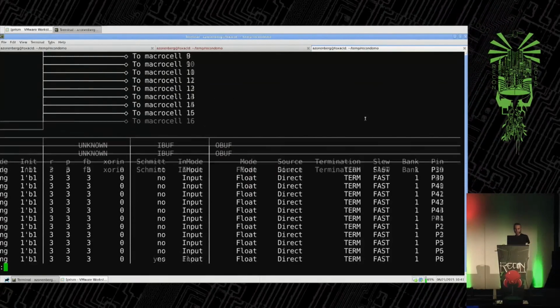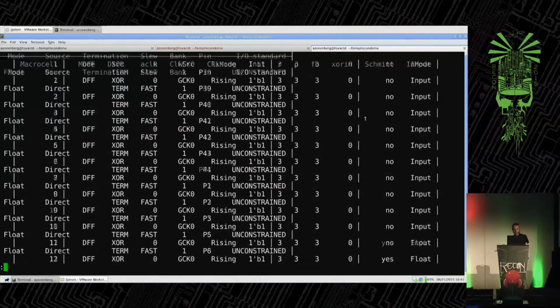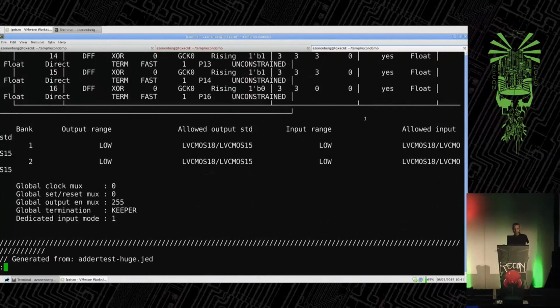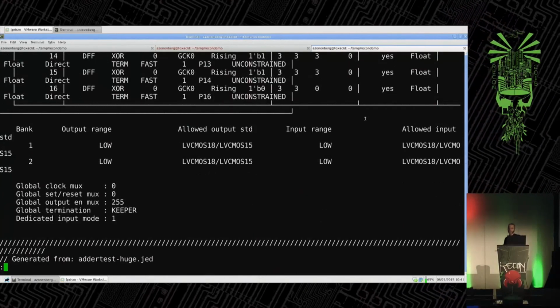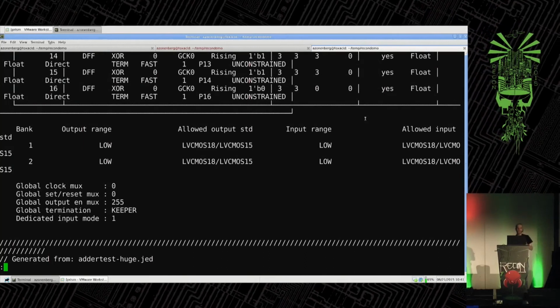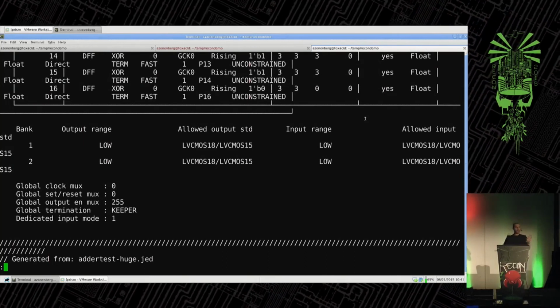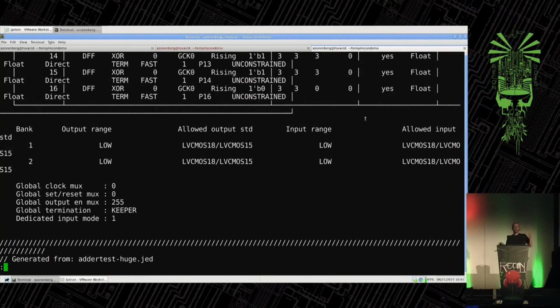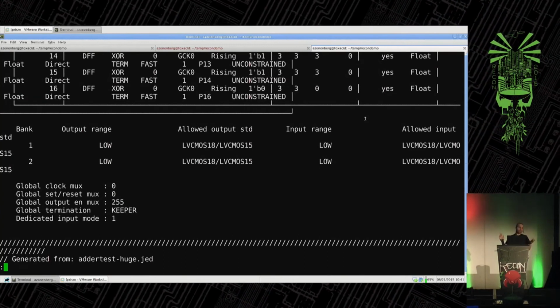Whatever, I must have scrolled past it. So now on the output, we have the I/O standards. It turns out even though there's about a dozen I/O standards you can pick from at synthesis time, in the bitstream there's only two. There's the high voltage and the low voltage. So there's 1.8 and 1.5, and there's high voltage.